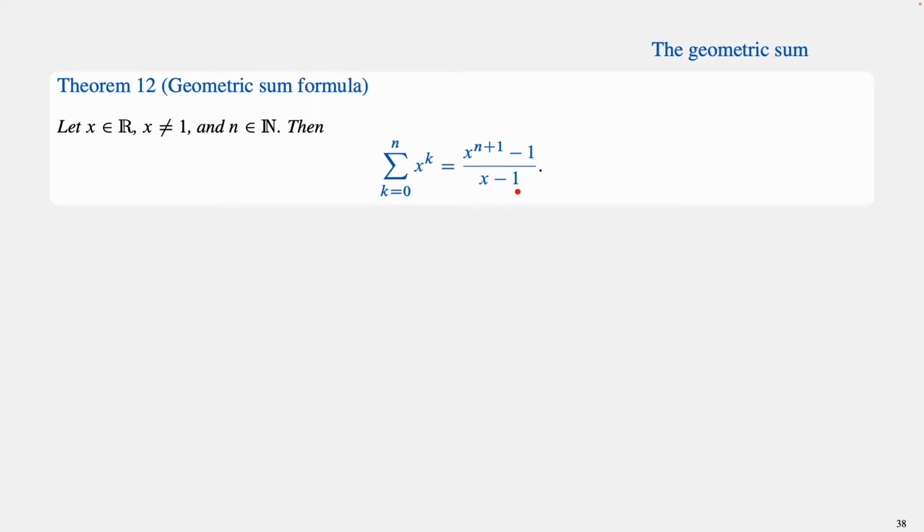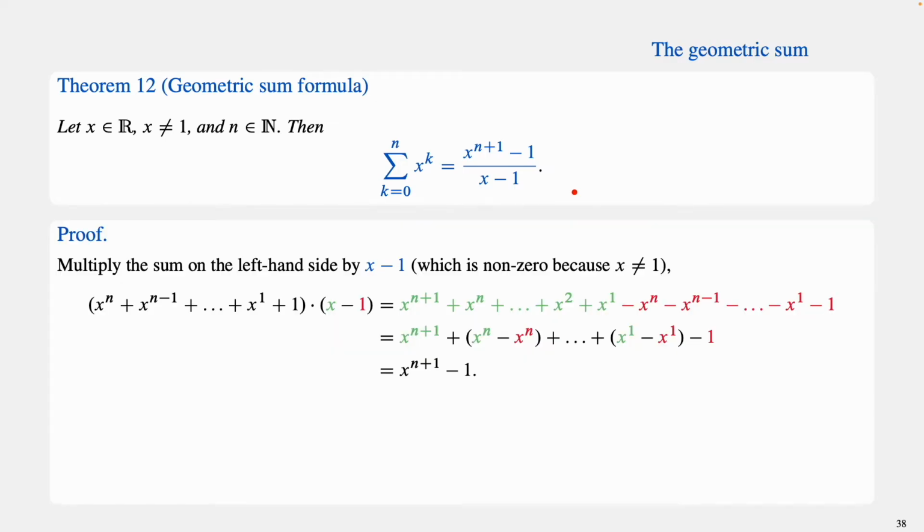So it's obvious that we have to have x different from 1 for this to make sense. But of course, if x were equal to 1, then you would just be summing up over 1 n plus 1 times. So you don't really need a formula for that anyway. And we prove this with a little trick.